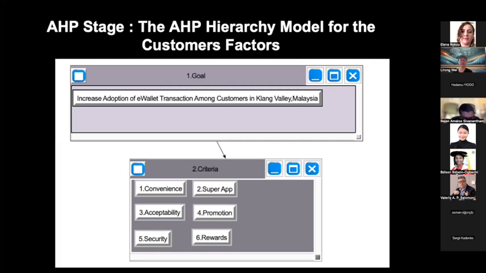So this slide presents the AHP hierarchy model specifically for customers. The model structured key factors such as security, convenience, and rewards into a clear hierarchy, helping us identify their relative importance in influencing e-wallet adoption. It's designed to provide e-wallet providers with a roadmap to better understand customer priorities.